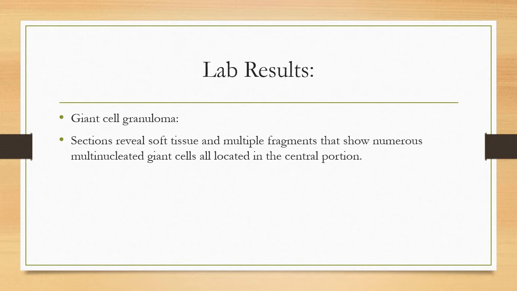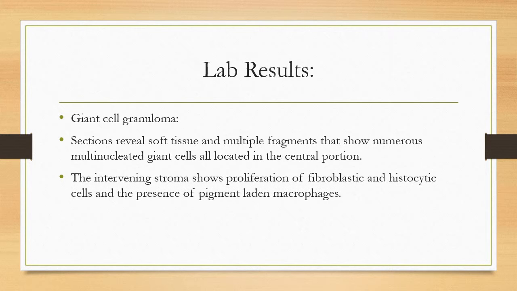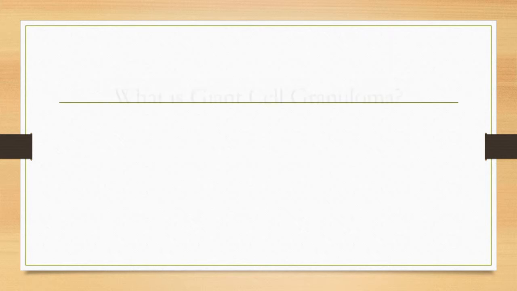Section revealed soft tissue and multiple fragments that show numerous multinucleated giant cells, all located in the central portion. The intervening stroma shows proliferation of fibroblastic and histiocytic cells and the presence of pigment-laden macrophages.